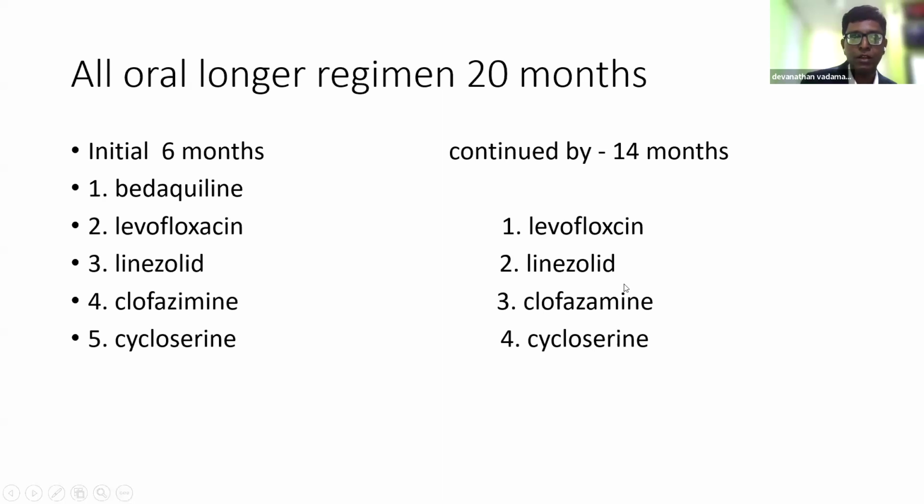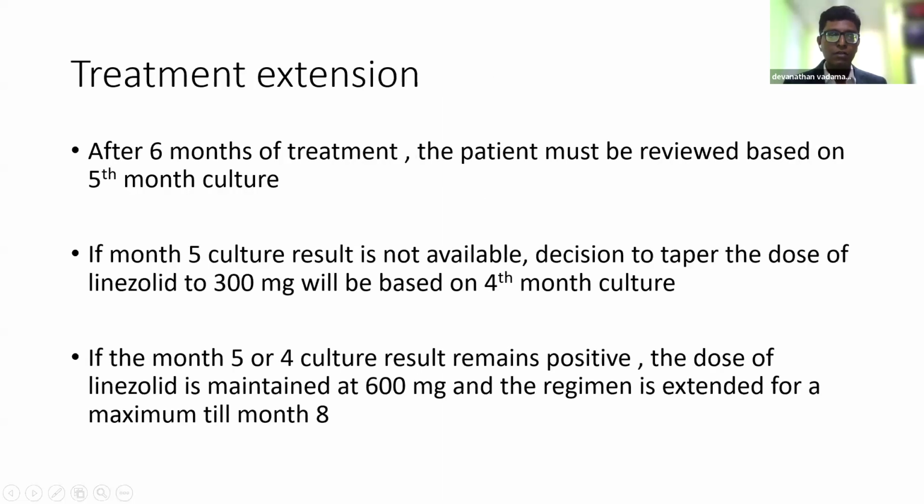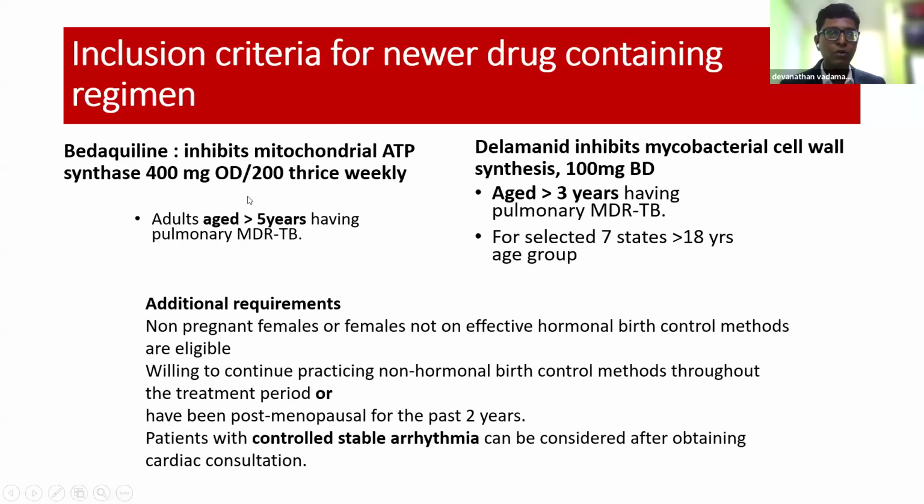So 3 drugs from group A: bedaquiline, levofloxacin, linezolid. Group B is clofazimine and cycloserine. Bedaquiline alone will get over in 6 months. This is the intensive phase, and this is the continuation phase for 14 months. So this is sufficient. The bedaquiline dosage is 400 mg OD for 2 weeks, followed by 200 mg thrice weekly.